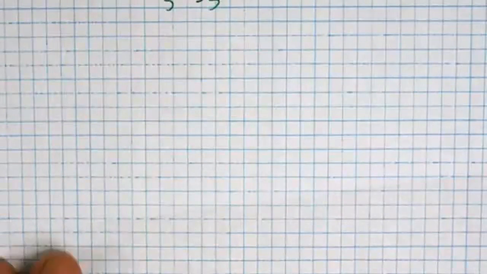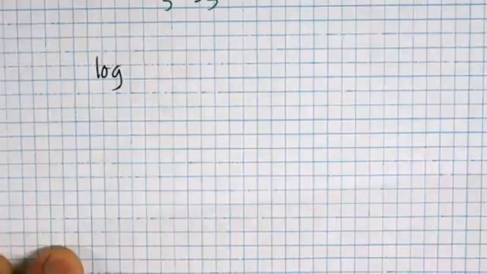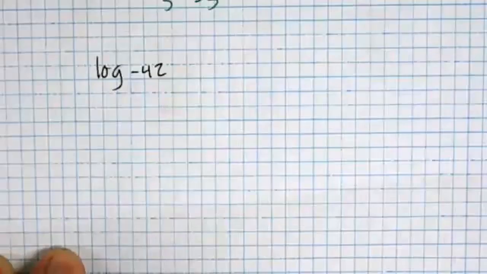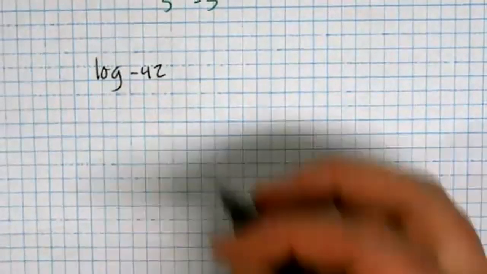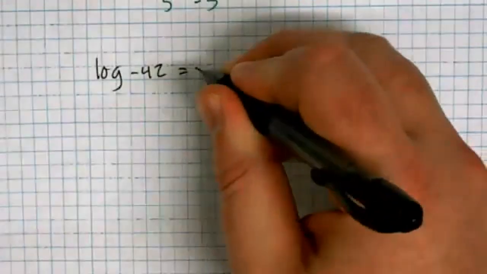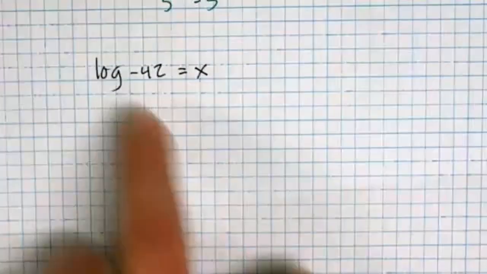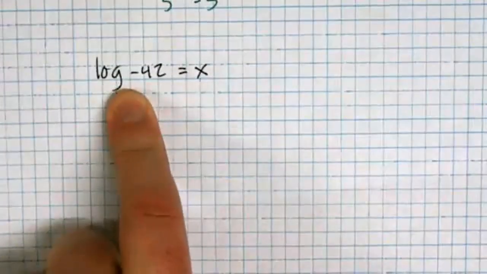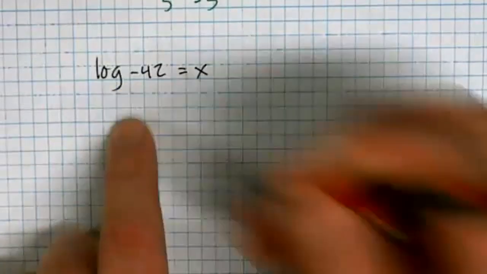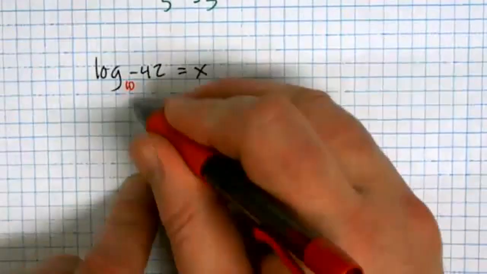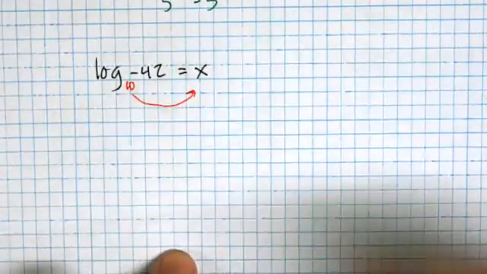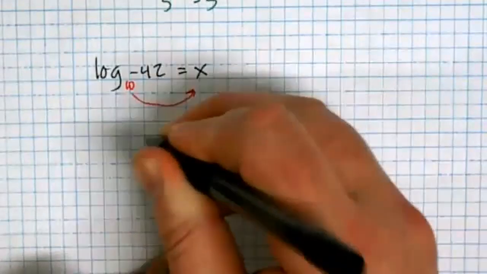Okay, yeah, so the log of -42. Can we do that? Let's try it. Let's practice what we just did a second ago. I'm going to set this equal to x. What's the invisible base that I did not write on my log here? 10. So if I wanted to turn this into an exponential, I envision this 10 coming over and bumping that x up. So we get 10 to the x equals -42.